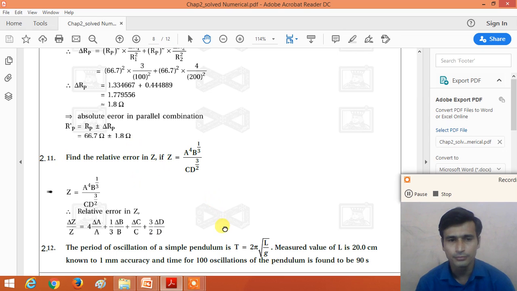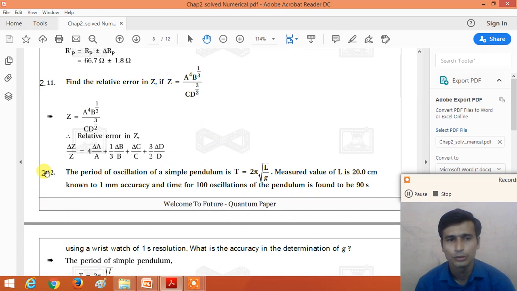Now, example number 2.12. The period of oscillation of the simple pendulum is given by the equation capital T is equal to 2 pi under root L by g. This equation is given to you. The periodic time of the simple pendulum is given by this equation, capital T is equal to 2 pi under root L by g.